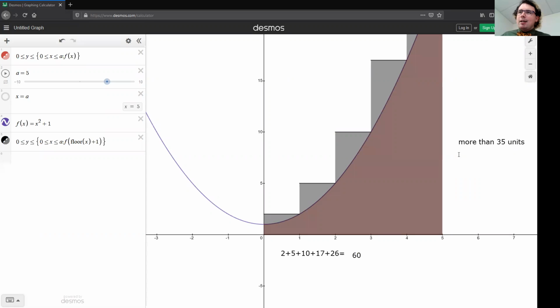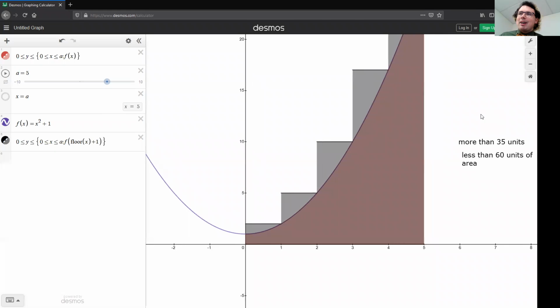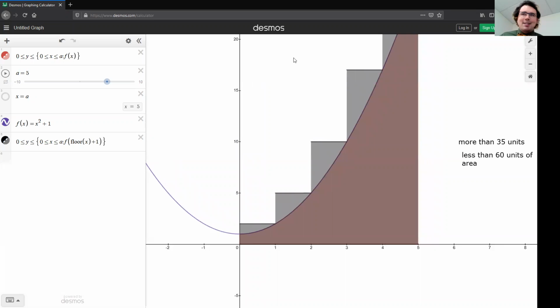So in red, there are more than 35 units of area, but less than 60 units of area. I don't know about you, but I'm not sure that this helps, right? There's a lot of wiggle room between 35 units of area and 60 units of area. Let's tidy up.